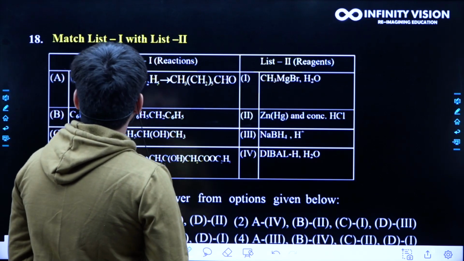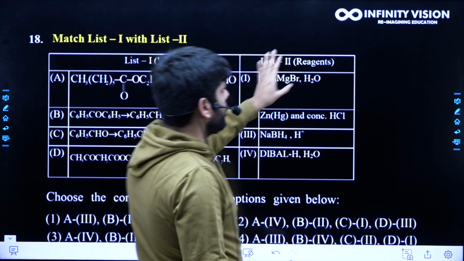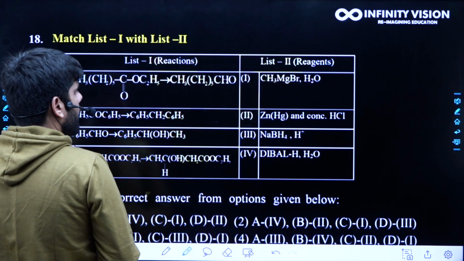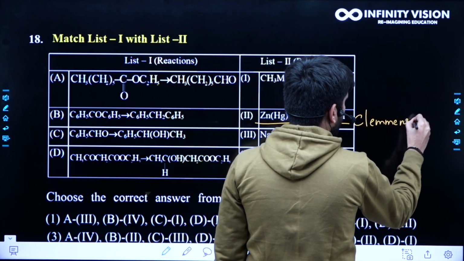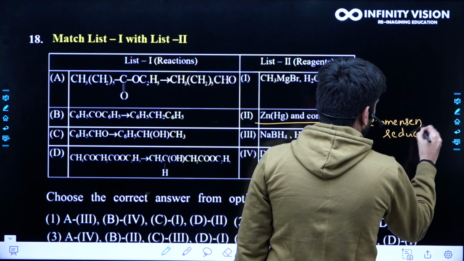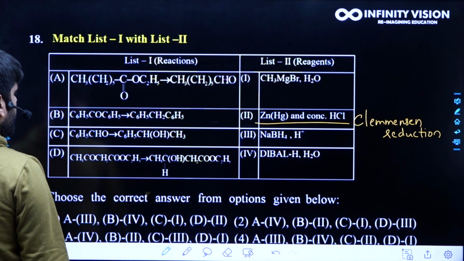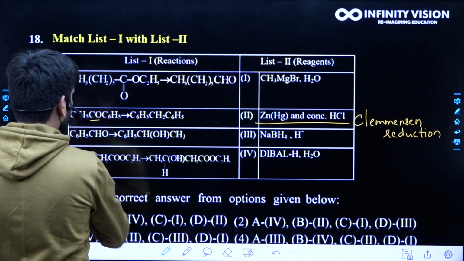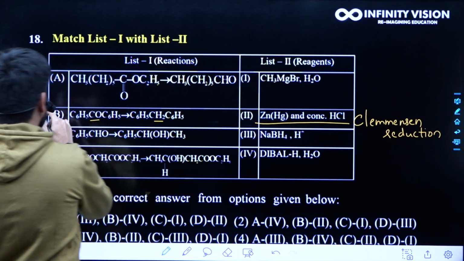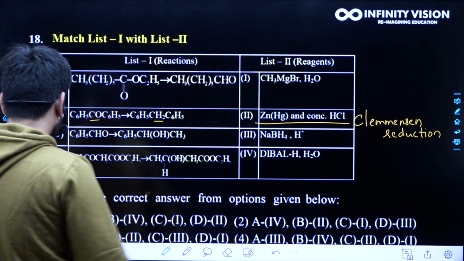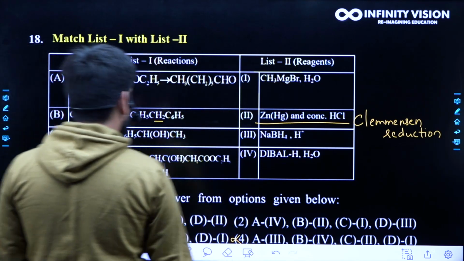Okay, match the following. List 1 has reactions, list 2 has reagents, right? So let us see. If you see this one, quite simple. This is the reagent for Clemmensen reduction, the reduction of carbonyl compounds to alkanes, right? So yes, the reduction of carbonyl compounds, this is a ketone and it is being reduced to the alkane part. The CO group is reduced to CH2. So B goes with 2, so let us see. So A is eliminated, 4th is eliminated. A and 3 can be the answer.